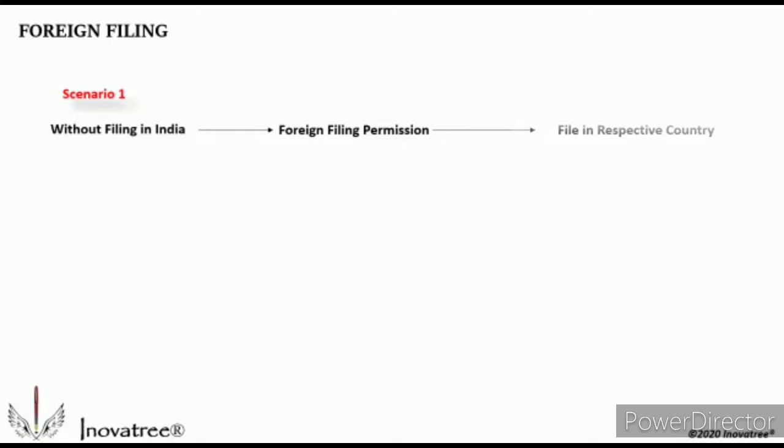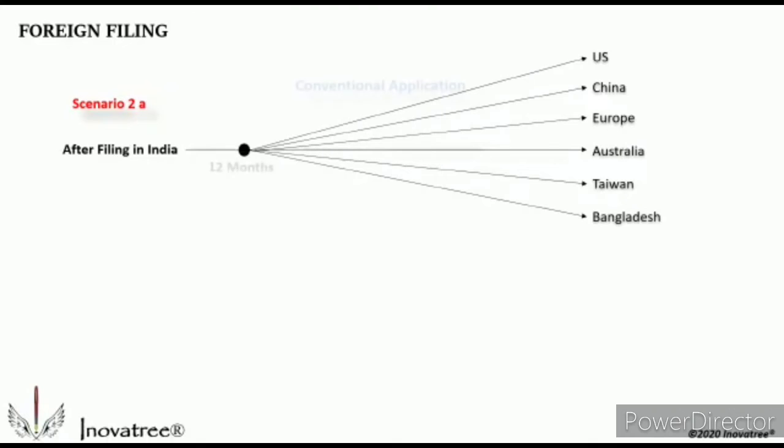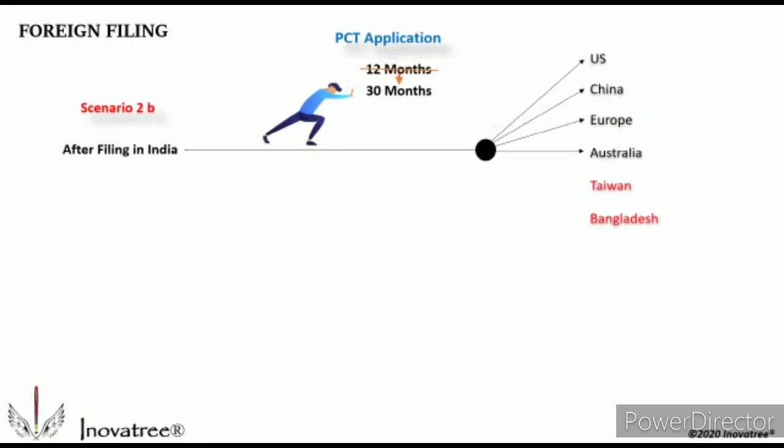Second scenario is filing the application after 6 weeks of filing in India. In this case, we have two choices. One is the conventional application. We can file patent application in conventional countries within 12 months from Indian filing date. Choice number 2 is PCT application.